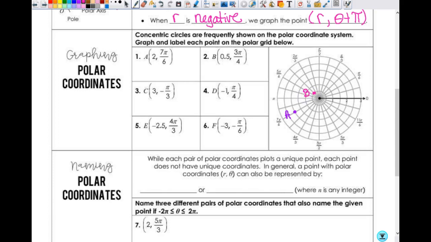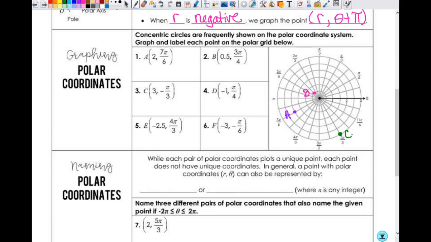Easy enough? All right, so then for number 3, C. This is a negative pi thirds. So that means I'm going clockwise, right? So negative pi thirds is the same as positive 5 pi thirds. So here's my angle. And then my radius is 3, so I'm way out here, and that's C. Everybody okay with that? All right, so now we've gotten to a negative one.